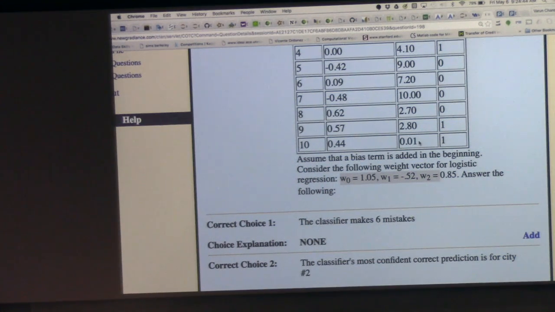So all you need to know to solve these kinds of problems is: what is logistic regression? Logistic regression is that, given a W, you compute W transpose X, right? And then you take a sigmoid of that, right?